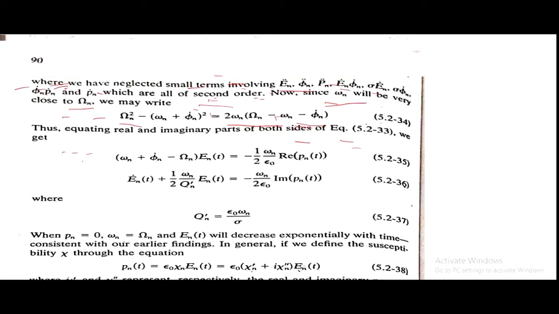Again, equating the real and imaginary parts of both sides of equation 3, we get phi n dot minus omega n of t equals minus 1 by 2 omega n epsilon 0 real part of Pn of t, and En dot t plus 1 by 2 omega n by Qn dash En of t equals minus omega n by 2 epsilon 0 imaginary part of Pn of t, where we have taken Qn dash equals epsilon 0 omega n by sigma.